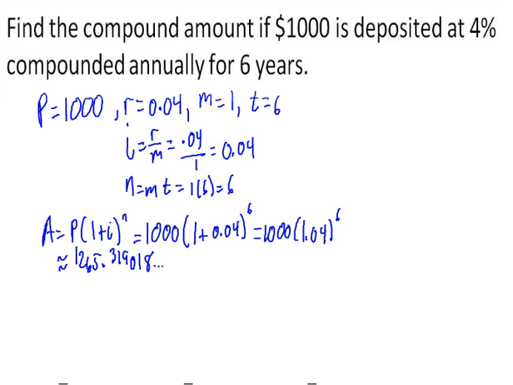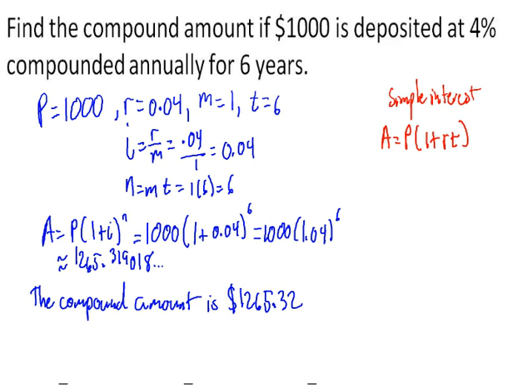So plugging that into the calculator, I'll get 1,265.319018. Now let's round it to 2 decimal places since we are talking about money. So the compound amount, which is the future value, would be $1,265.32.